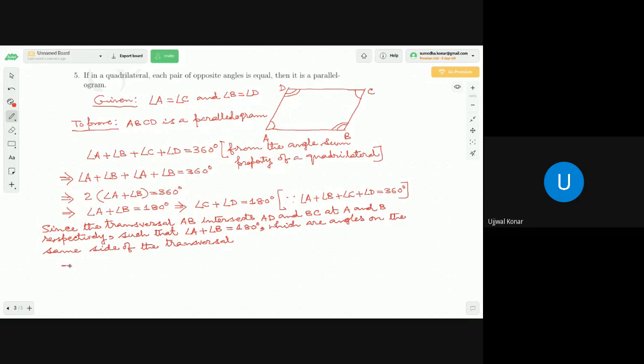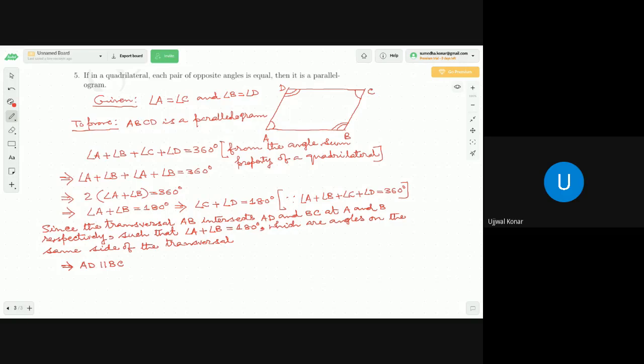Okay. Dear students, could you please confirm that you are able to get each and every statement very clearly? Yes, sir. Okay. So what we see is that the transversal AB intersects AD and BC at A and B respectively, such that angle A plus angle B is equal to 180 degrees, which are angles on the same side of the transversal. So from this information, AD must be parallel to BC. Correct? This is important information.